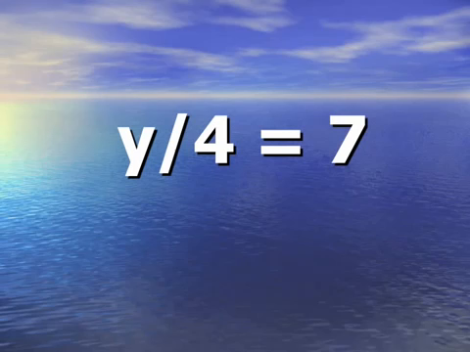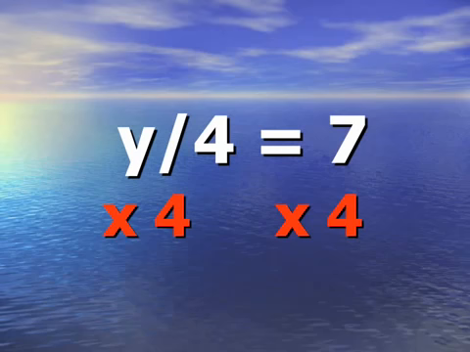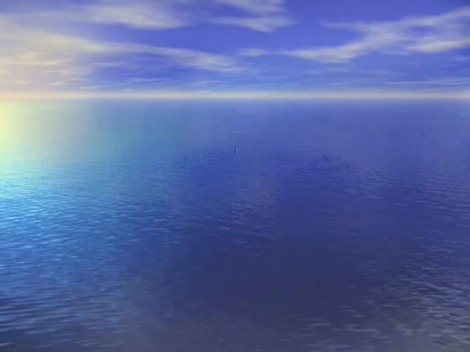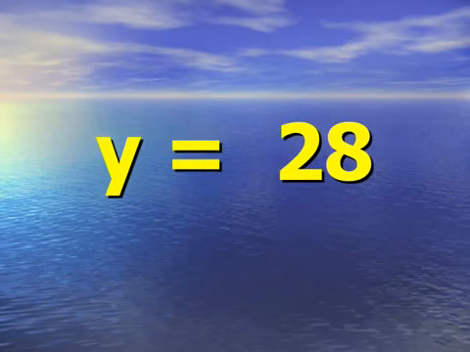And now the opposite of dividing by 4 is multiplying by 4. Now note, when I multiply y divided by 4 by 4, it gives me 1y or simply y. And 7 times 4 gives us our answer. Y is equal to 28.